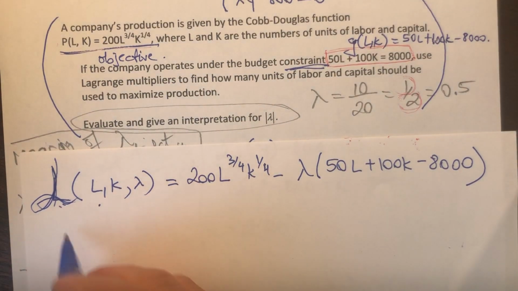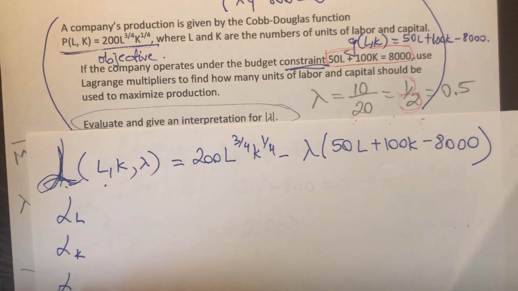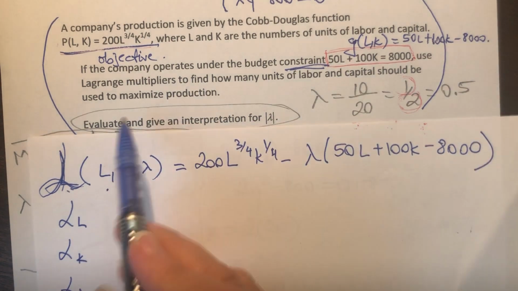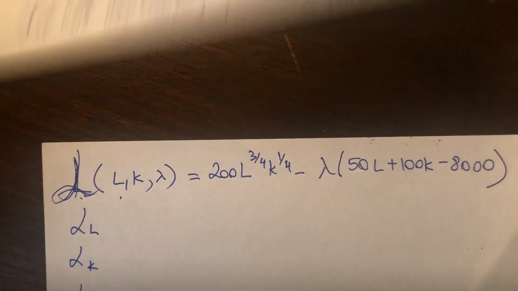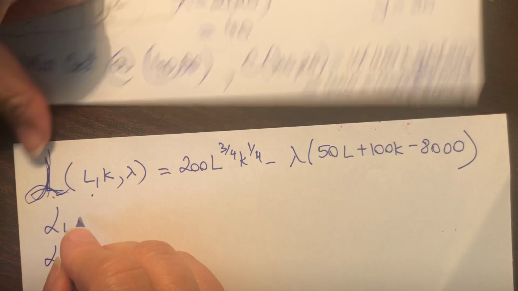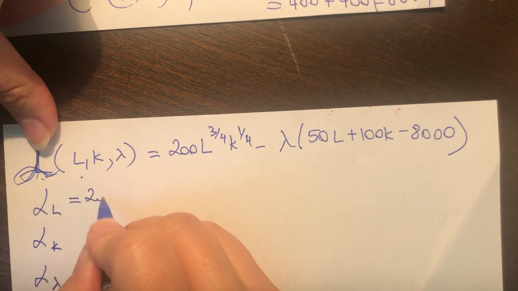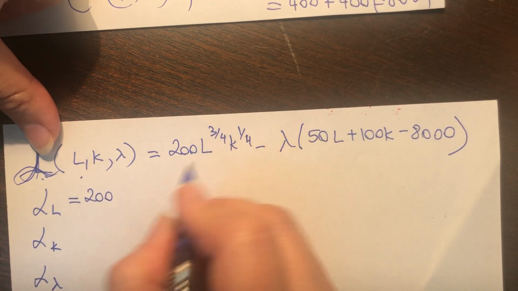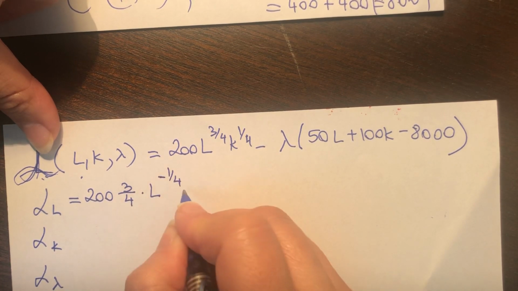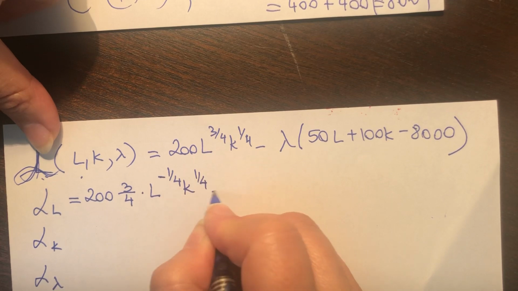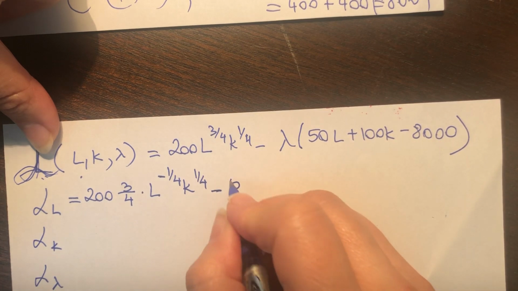All I want to do is find the three partial derivatives, set them equal to 0, and that will do whatever we want to do, which is maximize the production function. Okay, let's get to work. Let's just find the derivatives. So what's the derivative with respect to L? First of all, I'll keep the 200. The derivative of L to the 3/4, I'll bring the 3/4 up front, times L to the negative 1/4, times K to the 1/4, minus, the other term with L is the negative 50 lambda L, so minus 50 lambda.